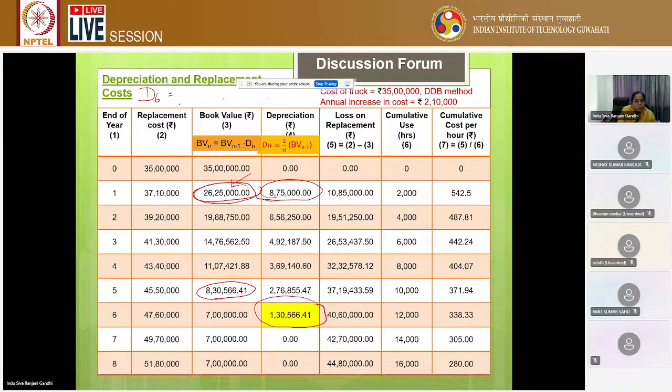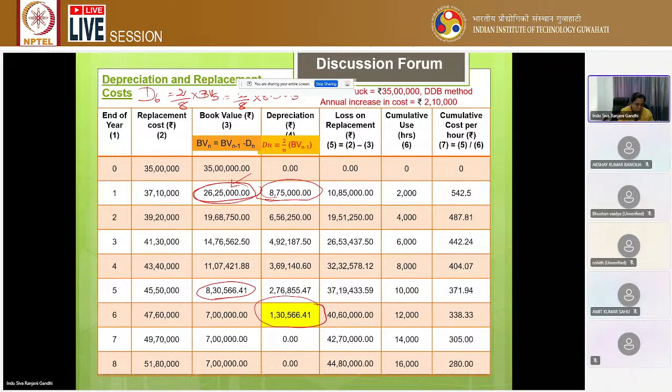So we need to calculate the depreciation for this sixth year. You can see that it is 2 by 8 into the book value at the end of fifth year. So 2 by 8 into the book value at the end of fifth year is how much? It is nothing but 8,30,566.41. If you simplify, how will be the value?